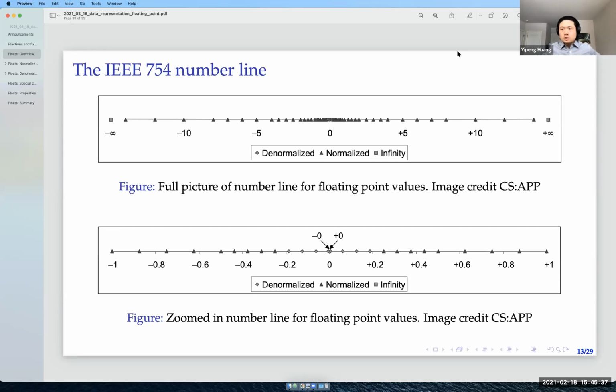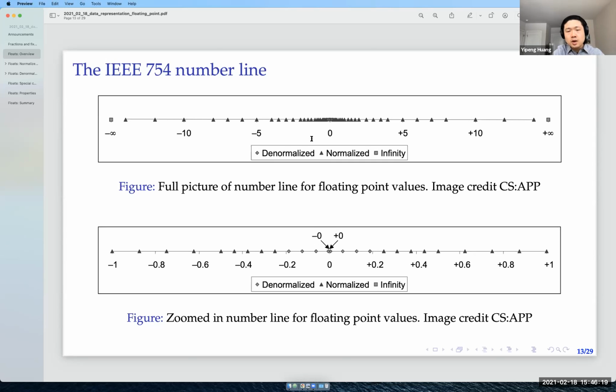Okay, so what we're going to do now is head into talking about the different cases that we need to consider when we use floating point numbers. The key thing here is we want to use this floating point standard to encode an extremely wide range of numbers. So we want some way to sensibly encode negative infinity all the way to positive infinity.